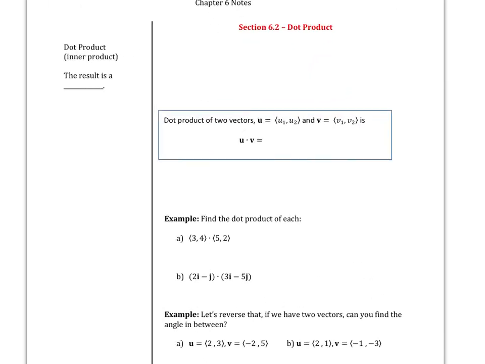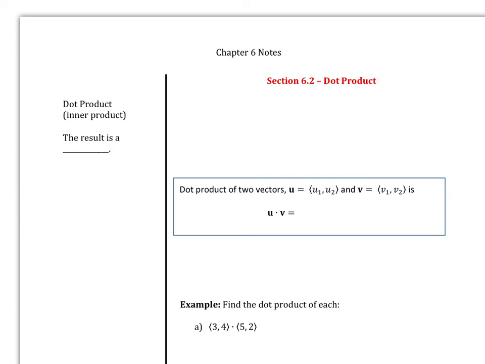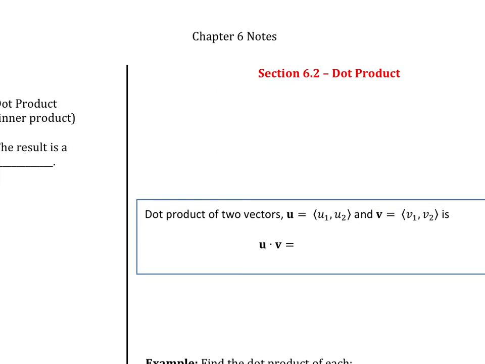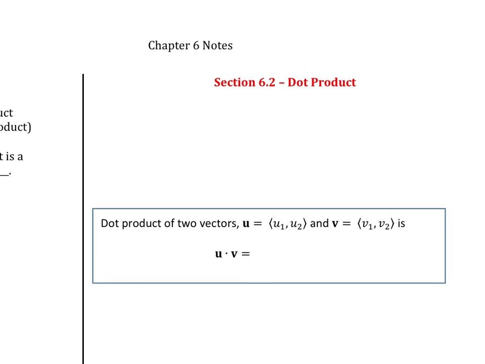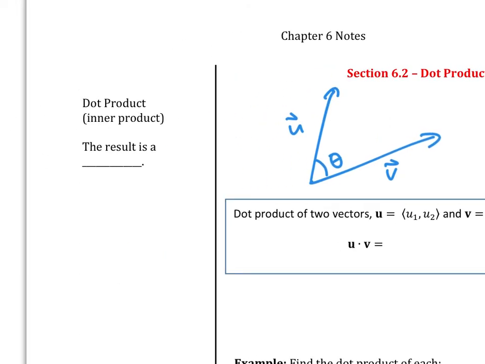Now let's start on section 6.2. There is this idea of dot product. So what dot product is, is taking the two vectors and then in a way multiplying them together to get this value. So dot product, or sometimes we call that an inner product, the result is a scalar. So if you recall, scalar means a number. So that means you should get a number as your answer.